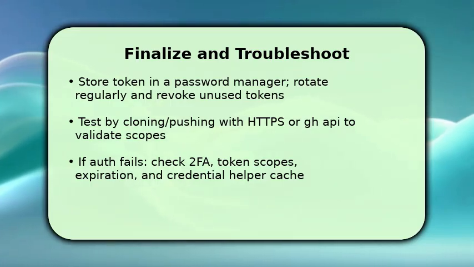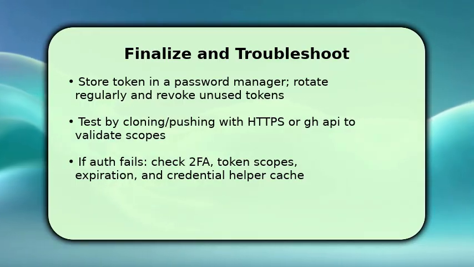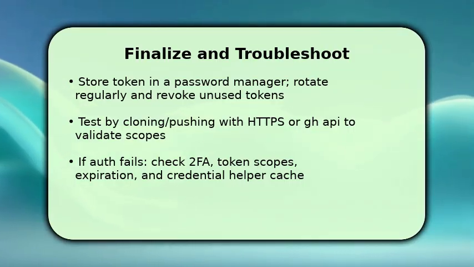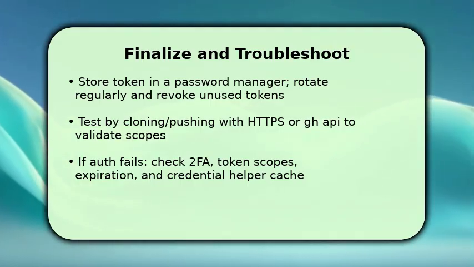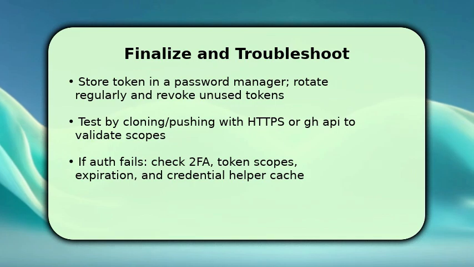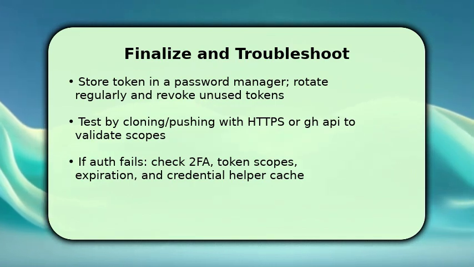If something goes wrong, first clear cached credentials and re-enter the token, then verify two-factor authentication status, token expiration, and that required scopes are set. As a key troubleshooting tip, if authentication fails after changes, revoke the token and create a new one with the exact scopes you need.